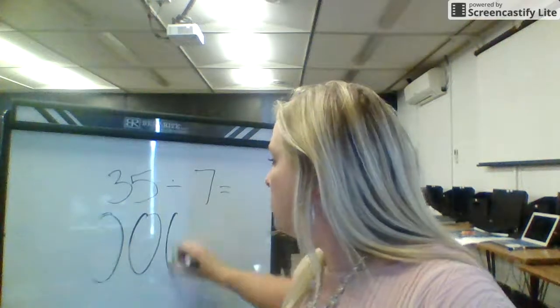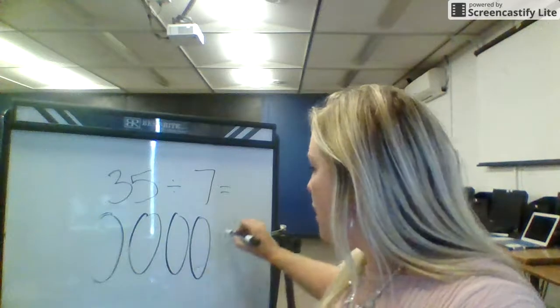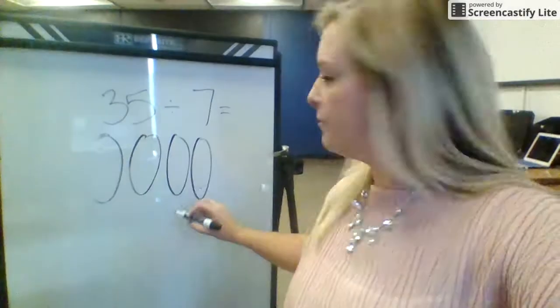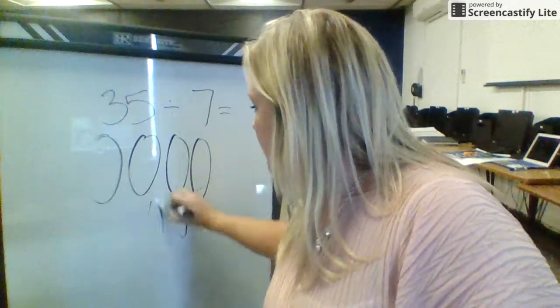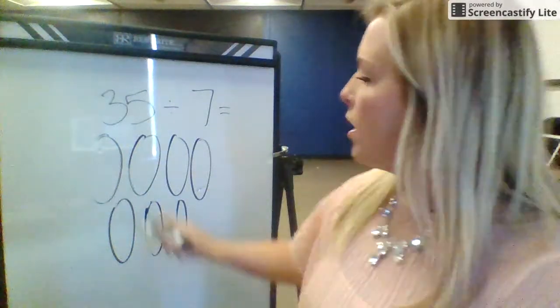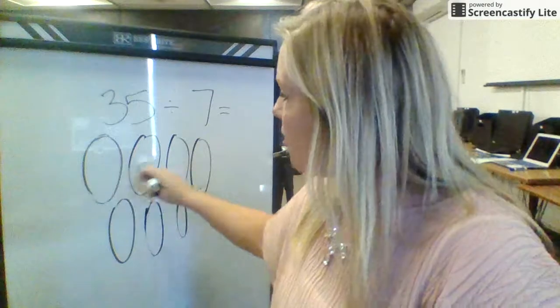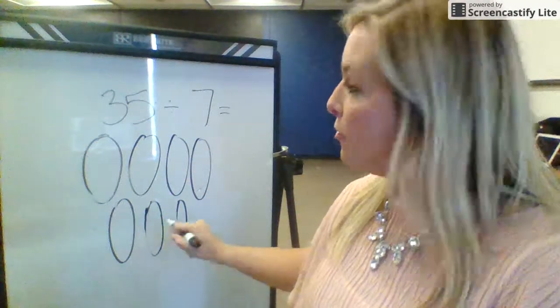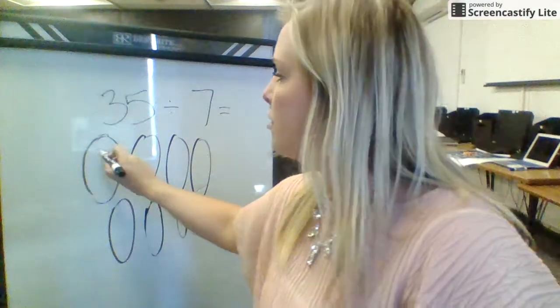1, 2, 3, 4, 5, 6, 7. So these are me and all my friends, and we're trying to figure out who gets how many cookies. So we can just go through and count.